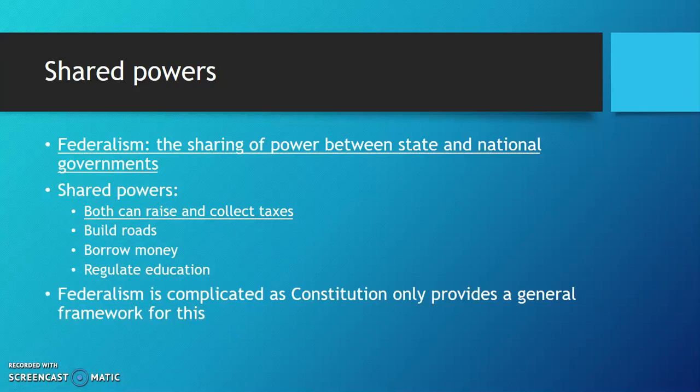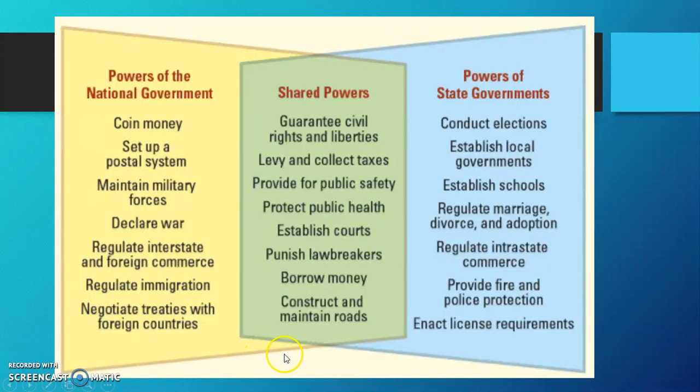Federalism is fairly complicated, as the Constitution only provides a general framework for this. So the states have continued to work with the national government to straighten this out. So when we're looking at the shared powers and the federalism of our country, we're looking at the green box here. Some shared powers would be guaranteeing civil rights and liberties, levying and collecting taxes, providing public safety, protecting public health, establishing courts, punishing lawbreakers, borrowing money, and constructing and maintaining roads. These are the shared powers that our state and national governments both take responsibility for.